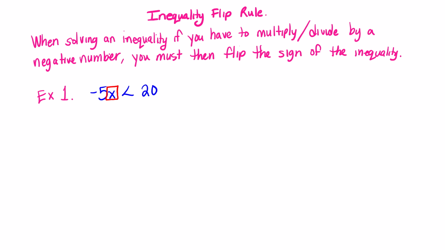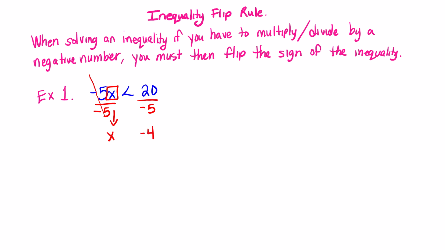How do I get rid of negative 5? You want to do the opposite operation. This is multiplication, so I'm going to divide. I'm going to divide both sides by negative 5. Now what happens to the 5s? We know that the negative 5s cancel out. I'm going to bring down my x. 20 divided by negative 5, I'm going to bring down negative 4.